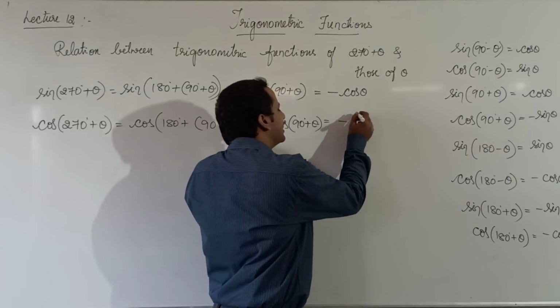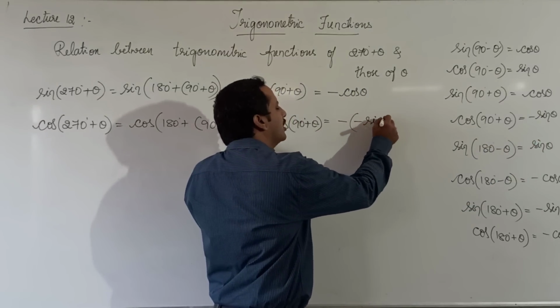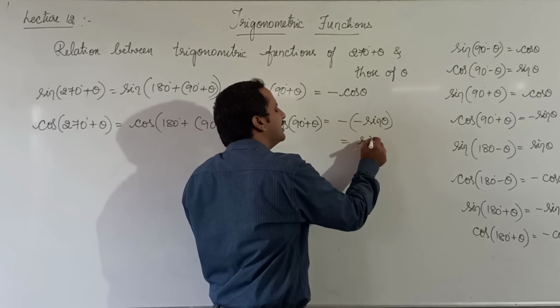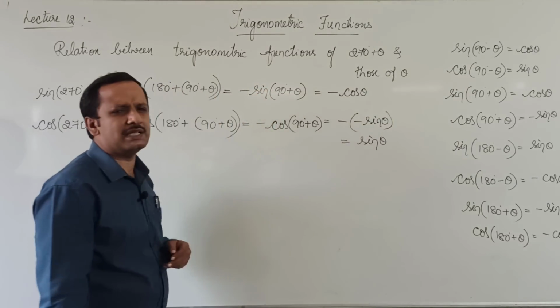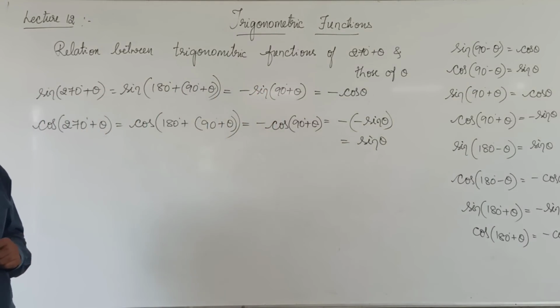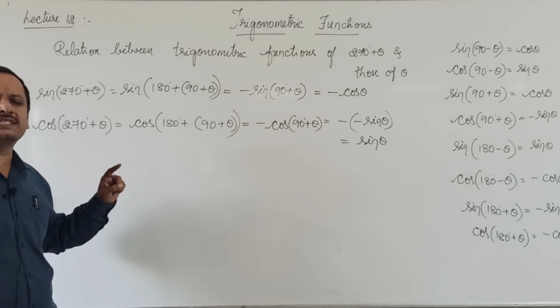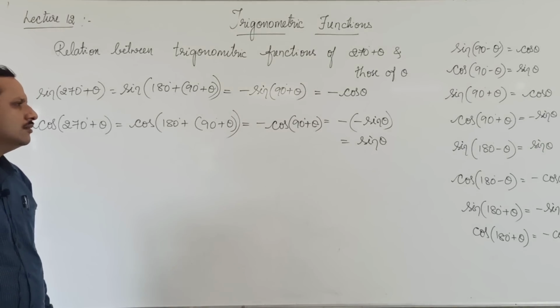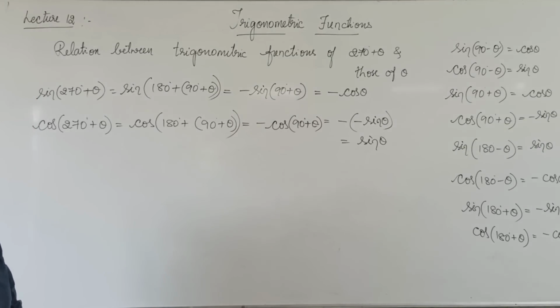So this minus is there, and along with it one more minus will come: minus of minus sin theta. So that will be equal to plus sin theta. From this we observe that cos 270 degree plus theta is equal to sin theta.